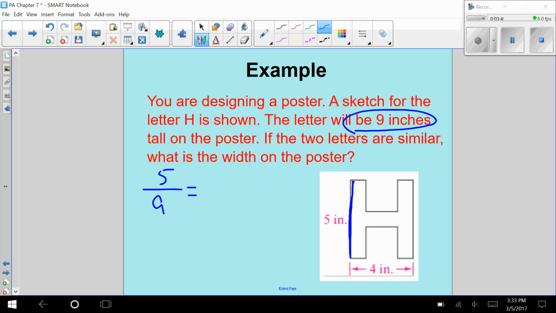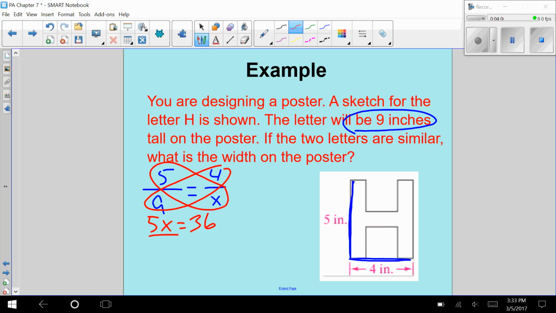And since it needs to be similar, we have to have equal proportions. So this 4 in the original drawing will have to correspond to the thing we don't know. Now we do our cross products. 5 times x makes 5x. 9 times 4 makes 36. Divide by 5, and x would equal 7.2 inches. So that new letter H will be 7.2 inches wide.